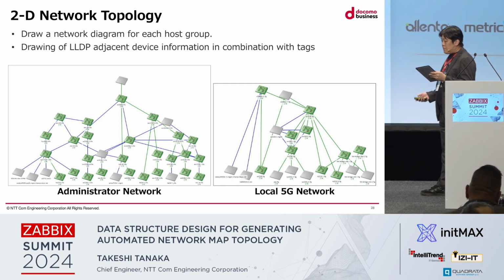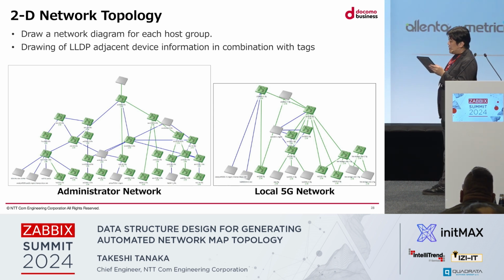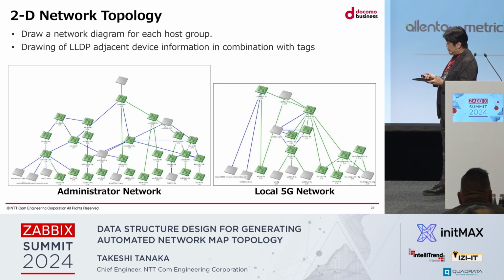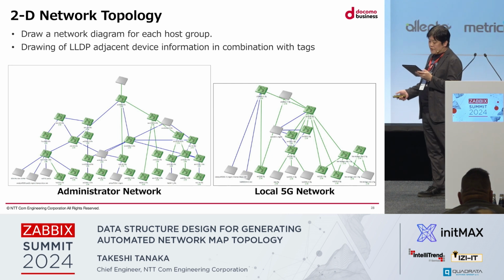This is part of the network topology created this year. LLDP information and host tag information is drawn. The blue line is LLDP, and the green line is manually set host tags. The system is divided into host groups for each application. A network diagram was generated for each host group, such as local networks and administrator networks.